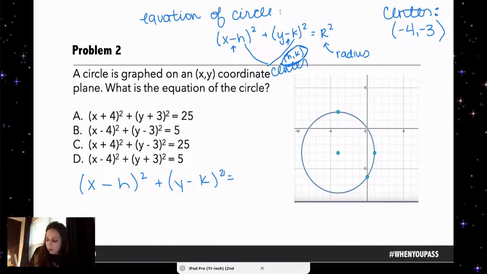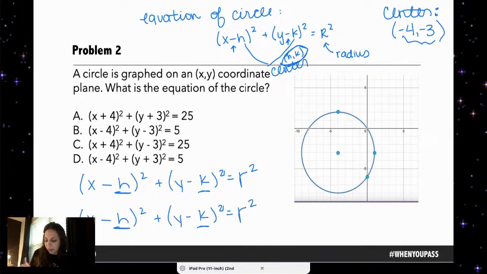All right, so equals r squared. Now, I'm going to literally take my center values and plug them in for h comma k. So watch what I'm going to do here. I copy and pasted it, and I'm going to erase the h and erase the k. And I'm literally going to replace the h and the k with exactly what you see in the center, because this is where people get confused.